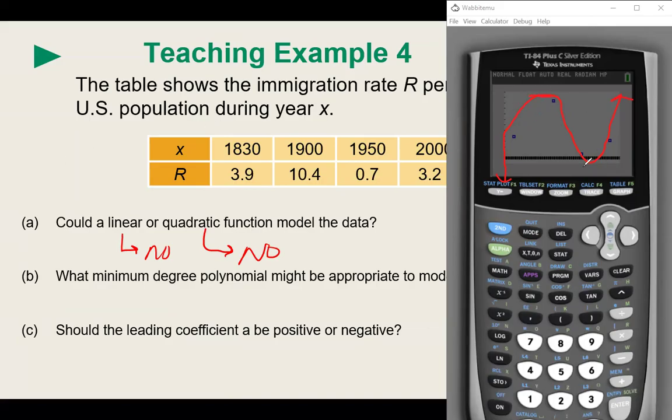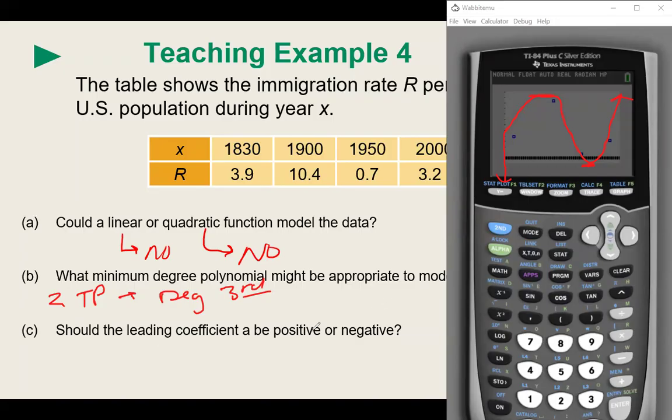And then two, I'm going to look at my turning points. I have a turning point here and a turning point here. How many turning points do I have? 2. Because I have 2 turning points, that means a bare minimum my degree would have to be a third degree. Does that make sense? So a third degree polynomial is what it would have to be.